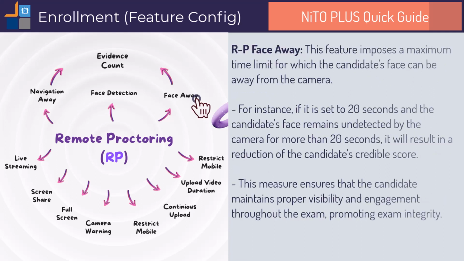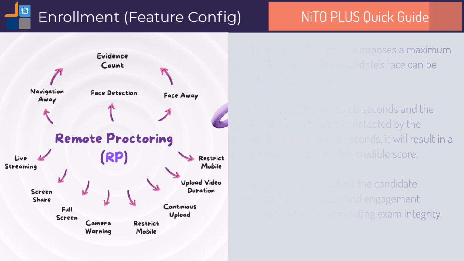RP Face Away. This feature imposes a maximum time limit for which the candidate's face can be away from the camera. For instance, if it is set to 20 seconds and the candidate's face remains undetected by the camera for more than 20 seconds, it will result in a reduction of the candidate's credible score. This measure ensures that the candidate maintains proper visibility and engagement throughout the exam, promoting exam integrity.